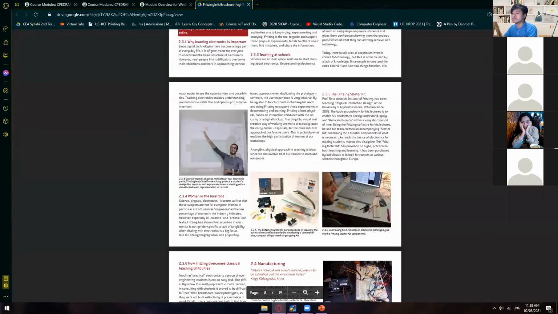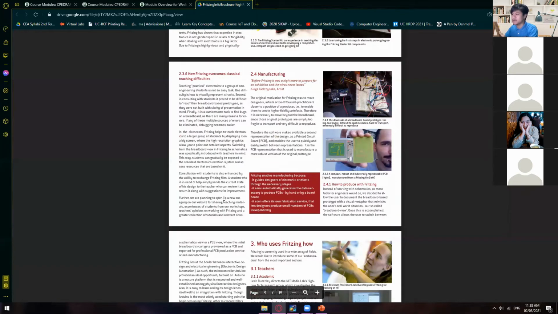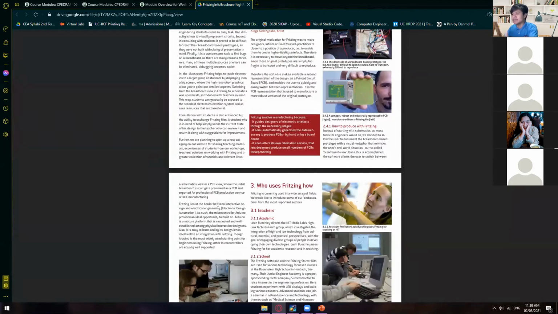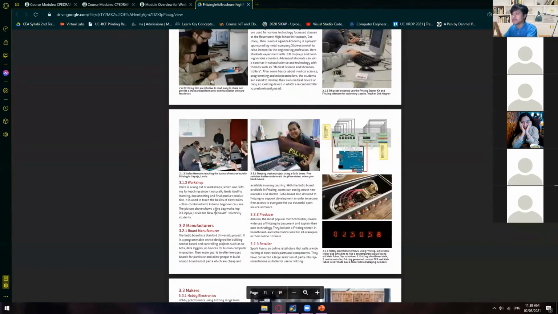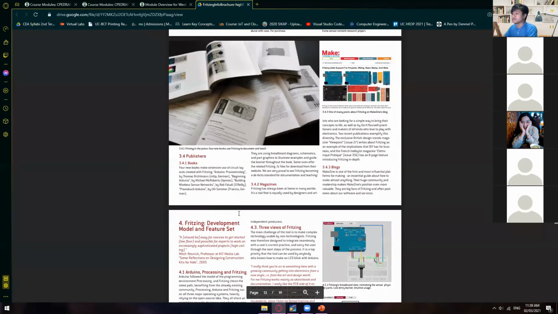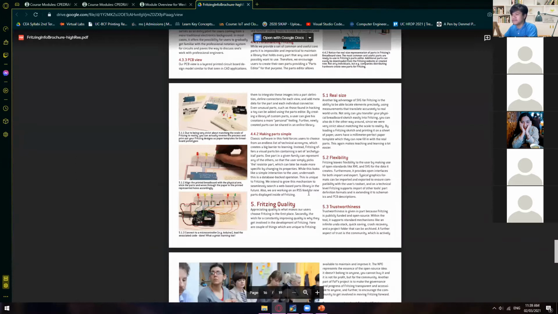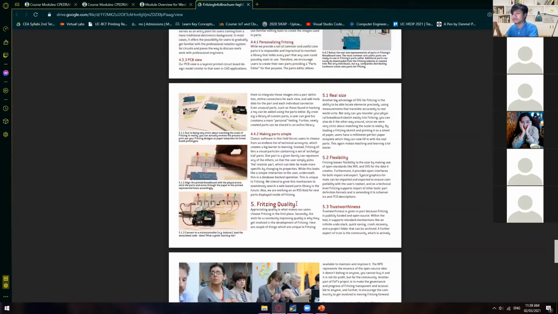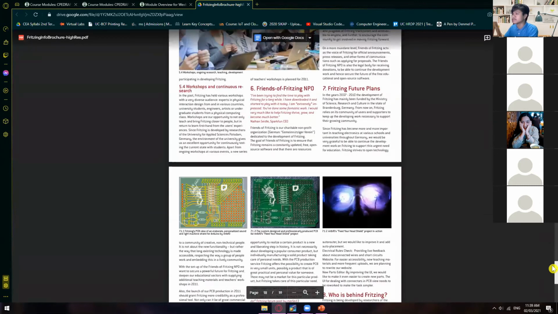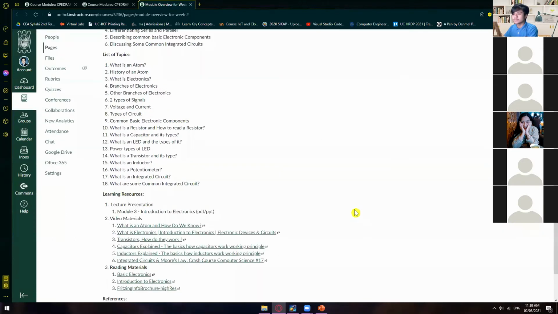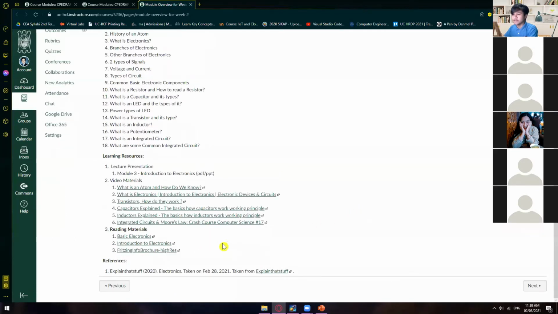Basically this one is just a brochure saying what Fritzing is, who uses Fritzing, what the use of Fritzing is, and what things we have accomplished using Fritzing, etc. Mostly these are projects or workshops that we have created using this application. Here's the virtual, and then here's the actual PCB board. And what else? So yeah, I guess that's it.